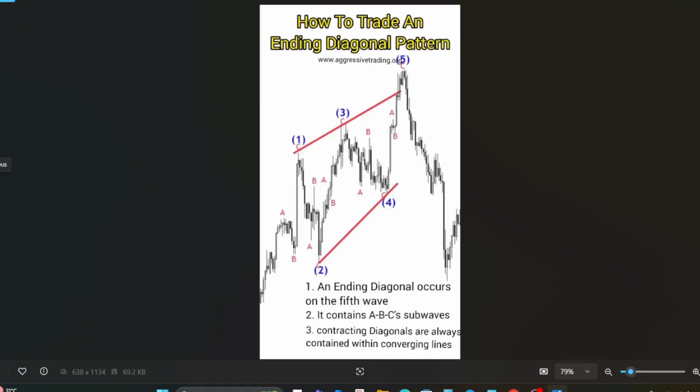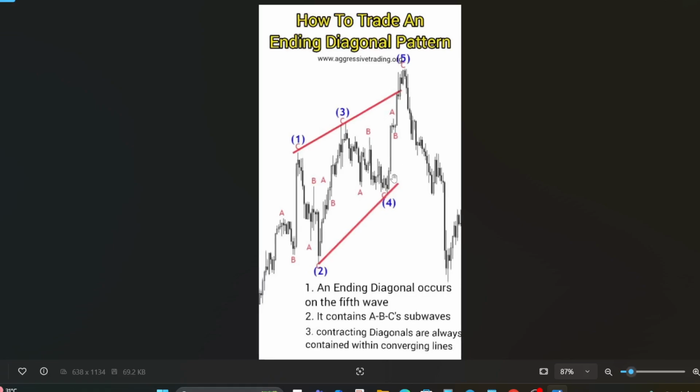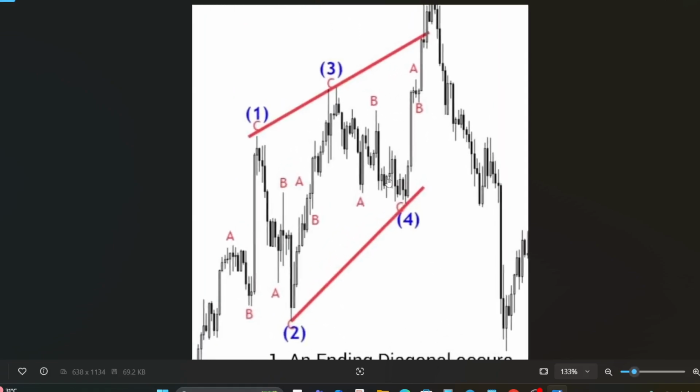Now, let us talk about how to spot an ending diagonal pattern on your price charts. The first step is to look for a wedge formation. Identify a 5-wave structure that forms a narrowing wedge. Now the trend lines connecting the highs and lows should converge, or rather be going towards a converging point. They should not exactly be parallel to each other.